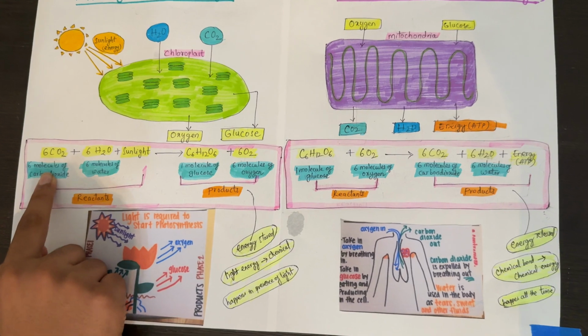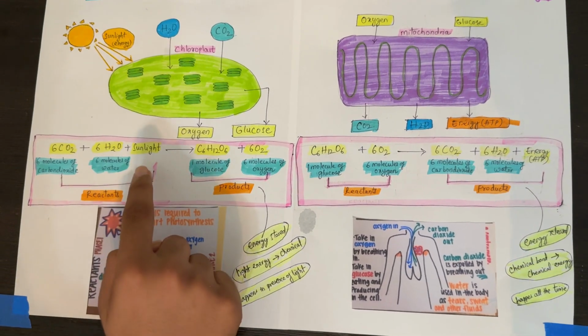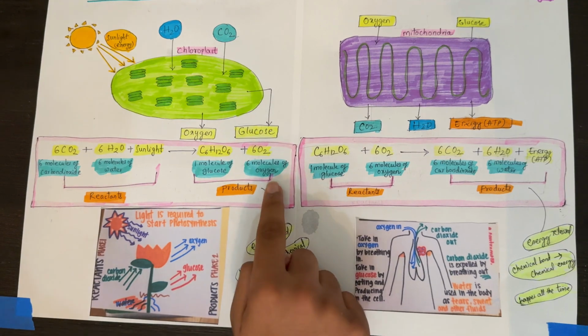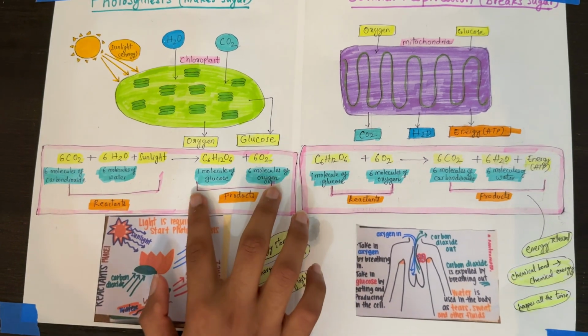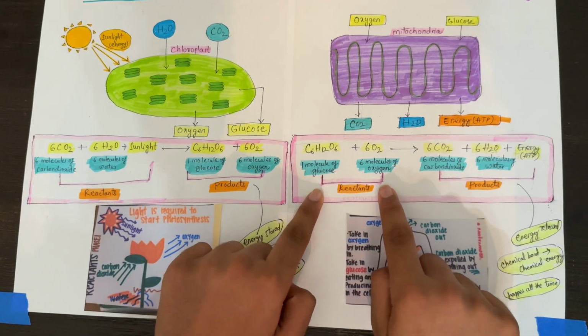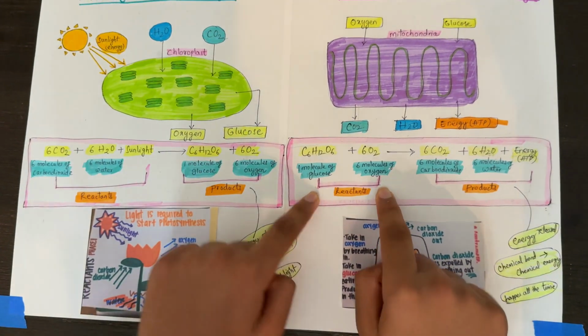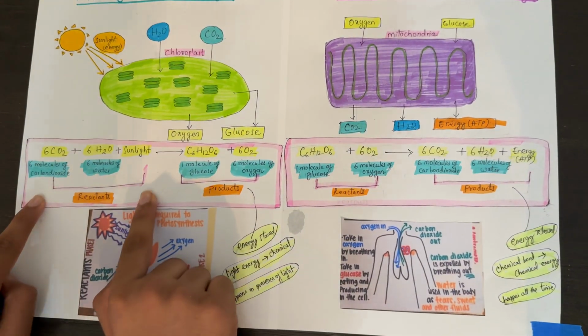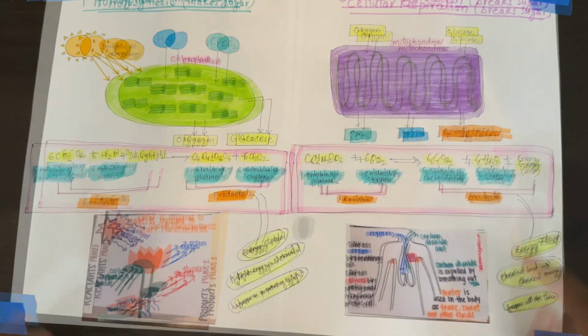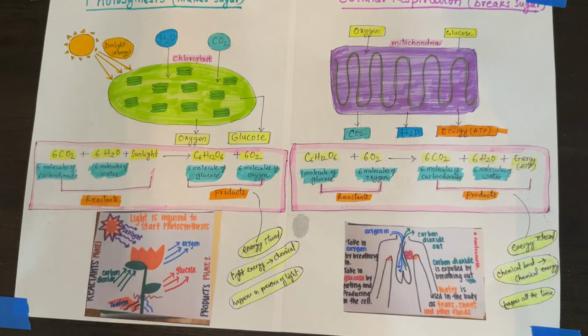6 molecules of carbon dioxide, 6 molecules of water, and sunlight turn into 1 molecule of glucose and 6 molecules of oxygen. The products of photosynthesis are identical to the reactants of cellular respiration, and the reactants of photosynthesis are almost identical to the products of cellular respiration. These are the differences between photosynthesis and cellular respiration.